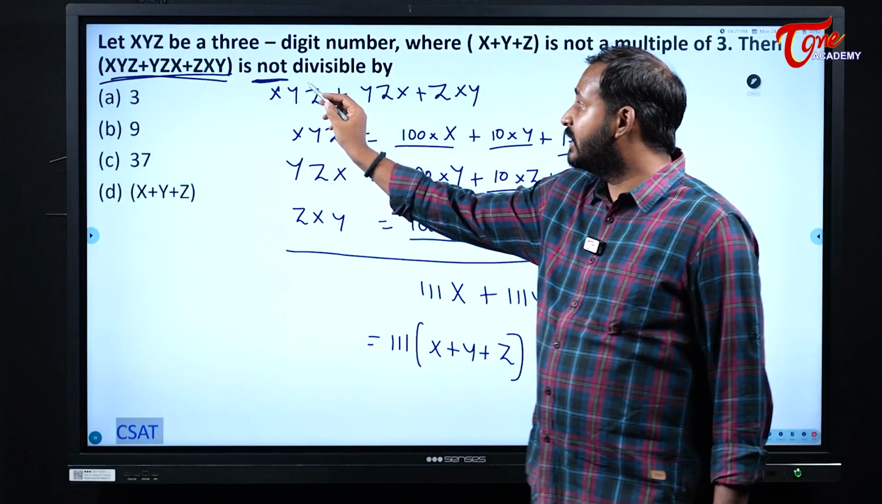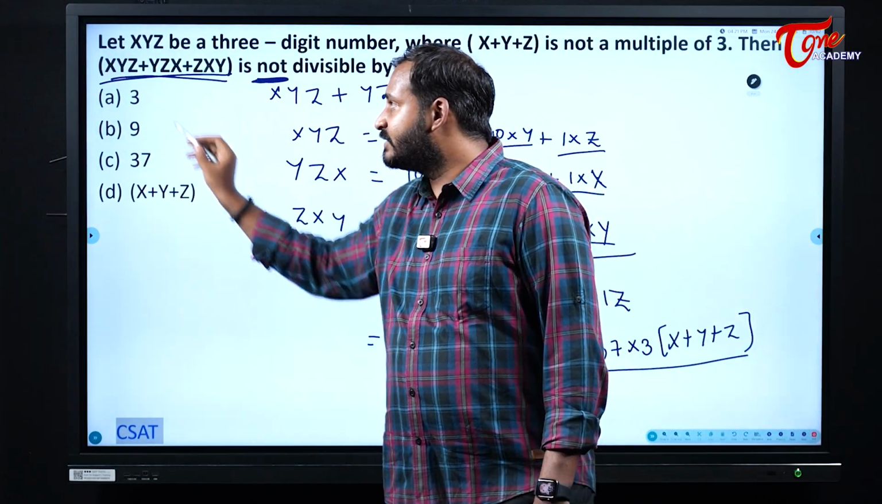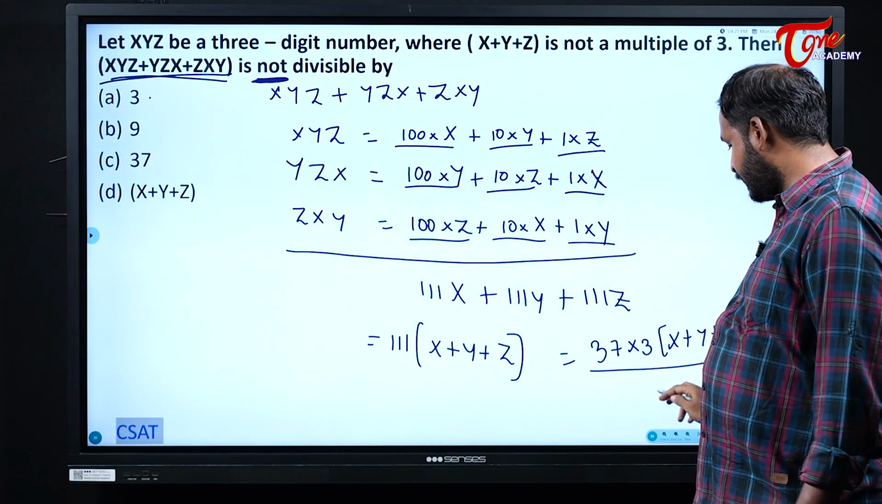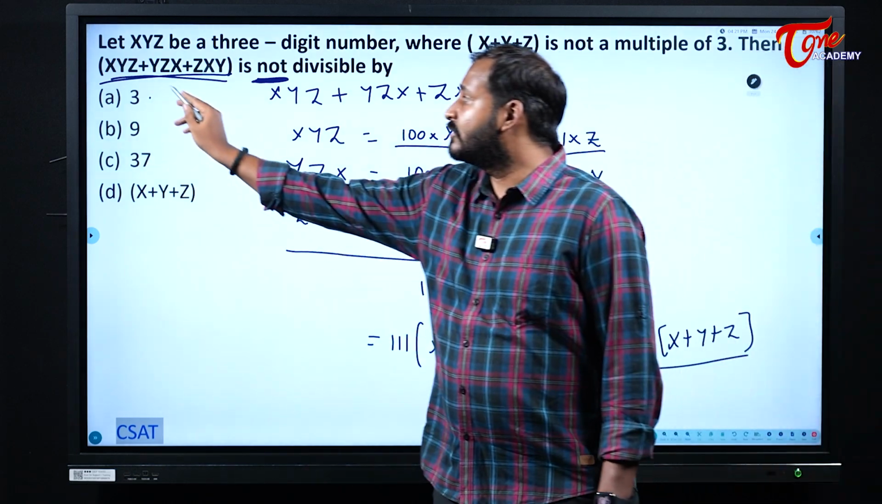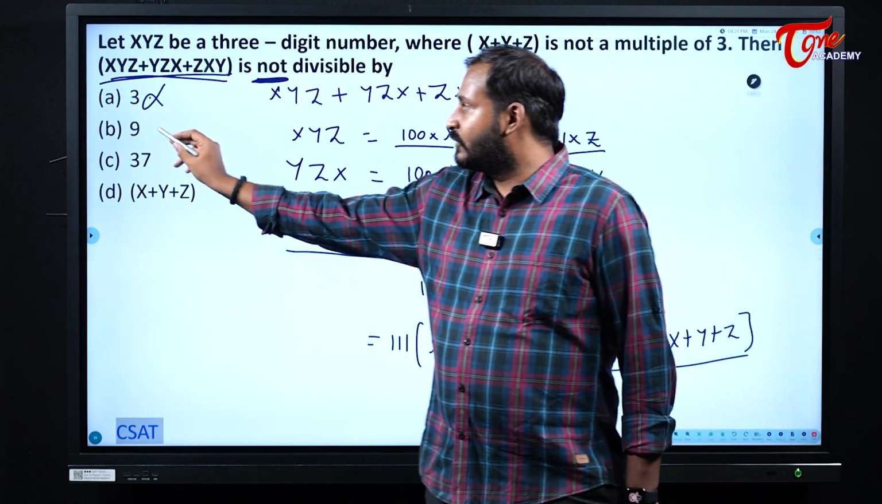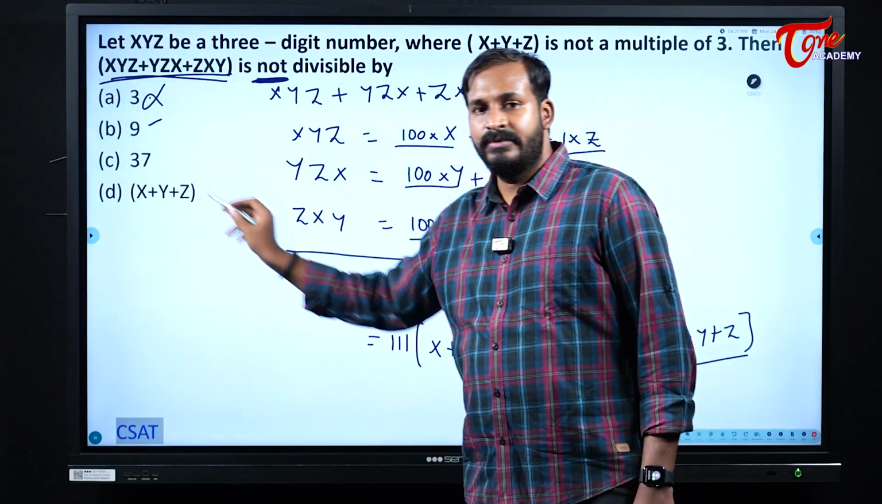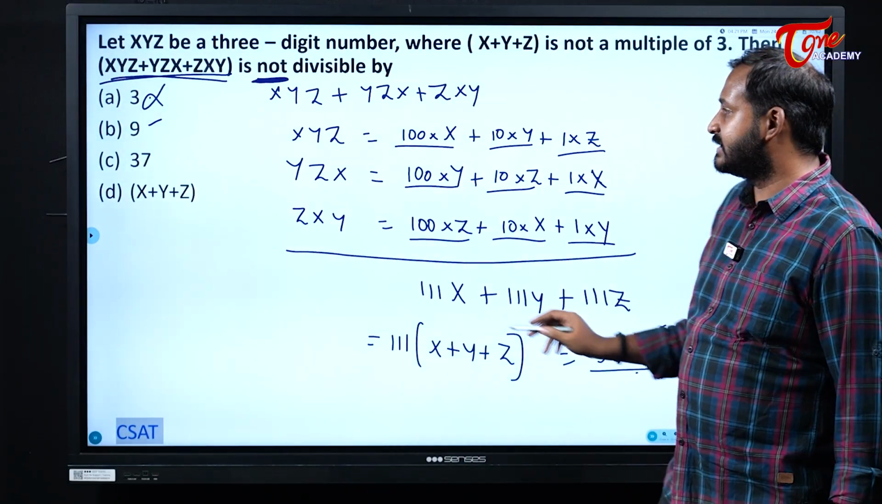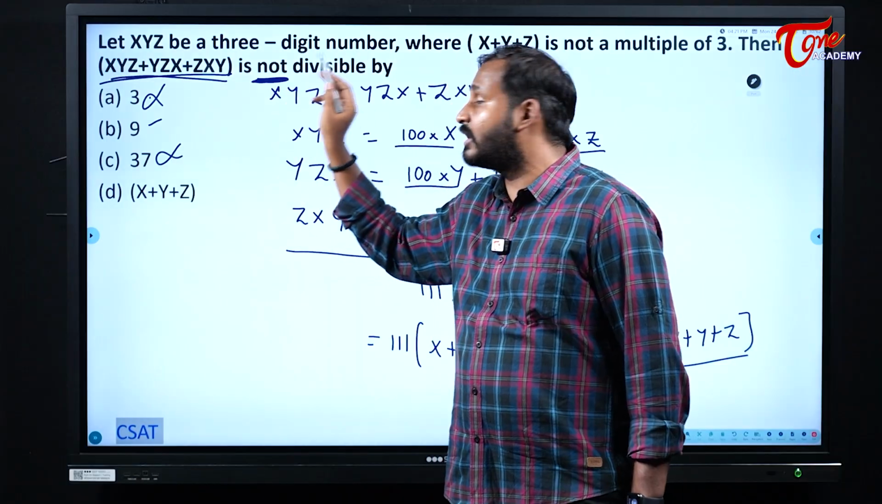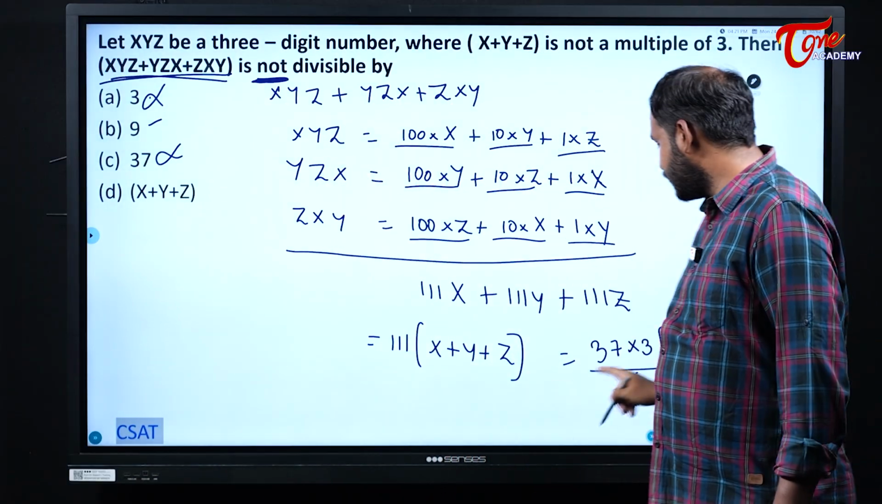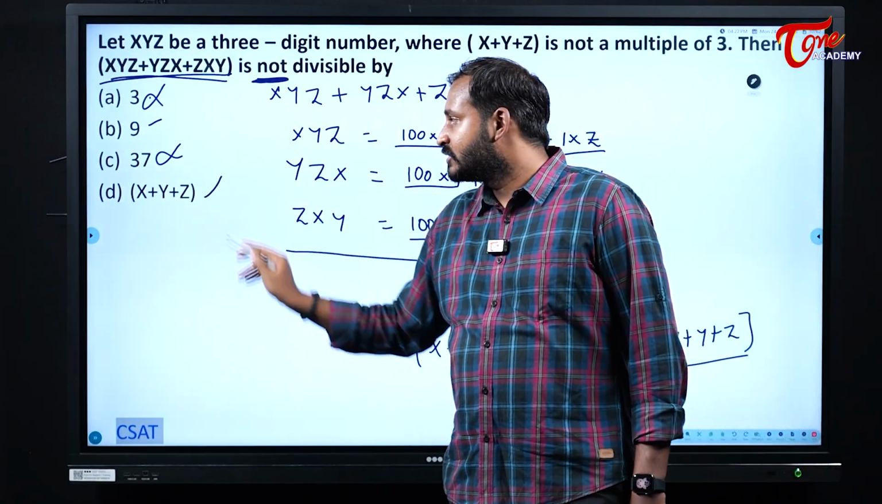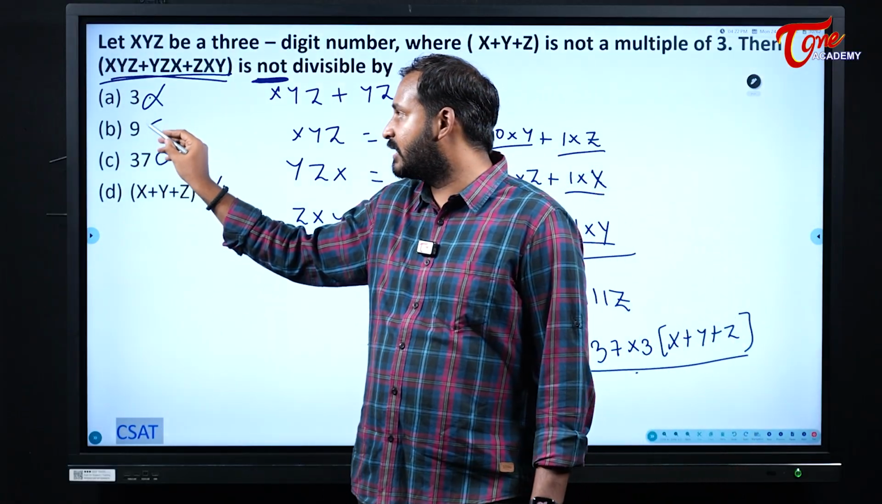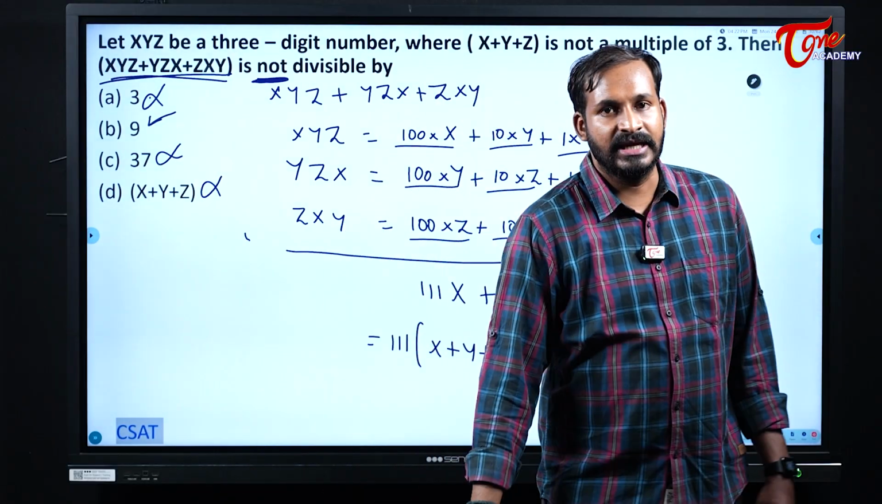Now see here, they are asking which is not divisible. Is it divisible by 3? Yes, because if I write 3 here, 3 will get cancelled. So this is not my answer. For the time being, put 9 aside. Now is it divisible by 37? Yes, it is divisible by 37. So this is not our answer, because we want not divisible. Is it divisible by x plus y plus z? Yes. So this is also not our answer. So our answer here becomes 9.